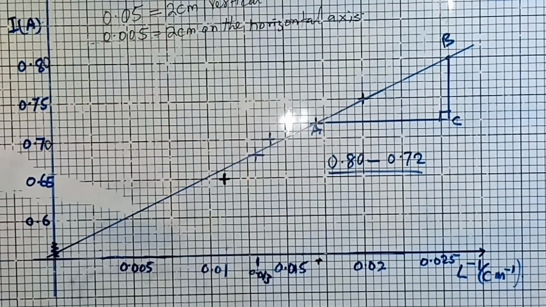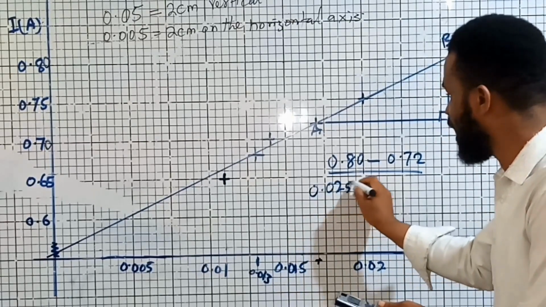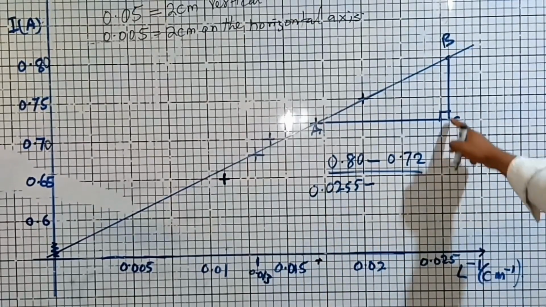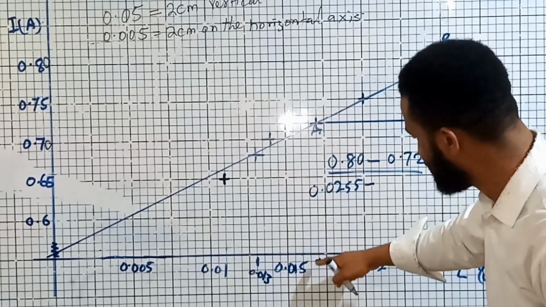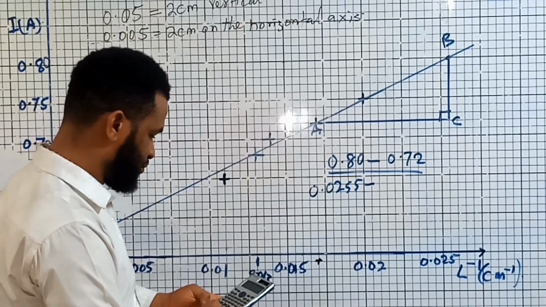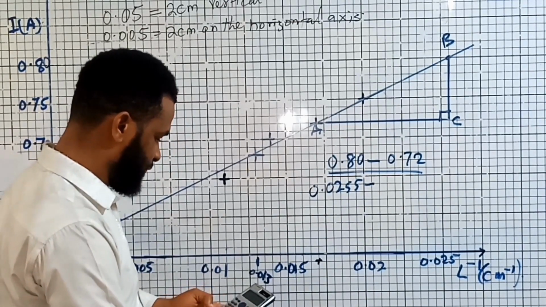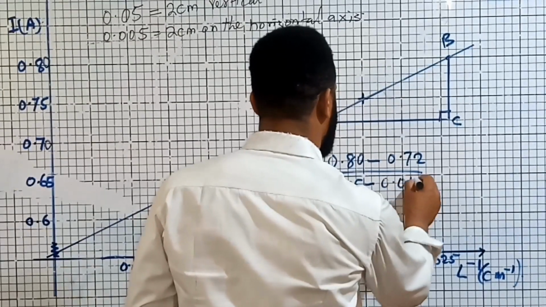So I'm going to say 0.025 or 0.0005. And I'm going to have 0.0255 minus. Then this is another one, 0.015. Is 0.017. So it's 0.017.